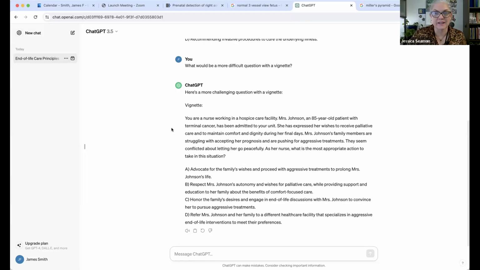Somebody put in the chat to add legal considerations. Yeah, very, very good. That would certainly add a layer of complexity. In fact, thank you, Robert. Let's see. Add legal complexities to this question.